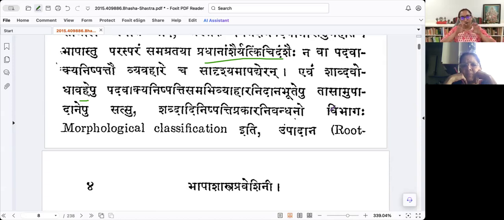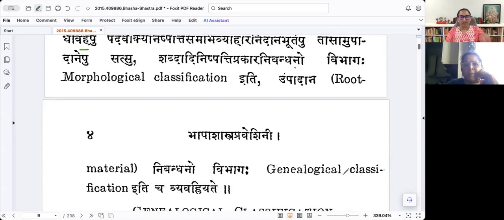Hence, the study of the Pada, Vakya, etc. is called morphological classification. Okay, we classify languages based on analyzing the word, Vakyam, and its communicative skill. Whereas if we are looking at the root, Upadana Nibandhanaha Vibhagaha is the genealogical classification.